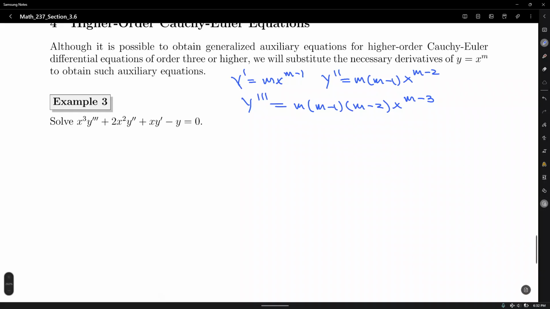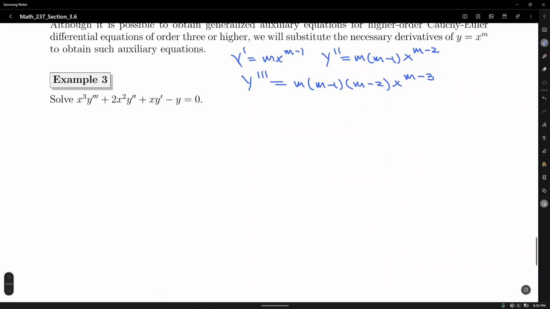Okay, so let's substitute these three derivatives into this third order differential equation. I know this one is going to be kind of a long one, but you will see how that will work. So x cubed times y triple prime, which is m times m minus 1 times m minus 2, x to the m minus 3. To save some time, how about we write this x to the m minus 3 already as x to the m times x to the minus 3. I'm going to do the same with the second order derivative and the first order derivative.